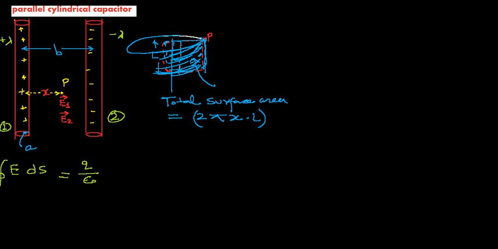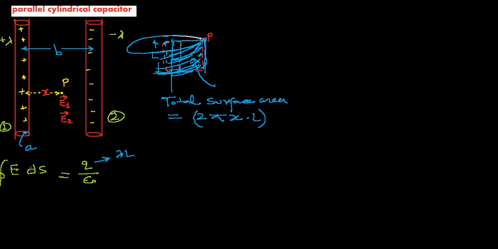Okay, this is the total area. Now what's the total charge inside this surface? Because the total length is L and the charge per unit length is lambda, the total charge Q will be lambda into L.